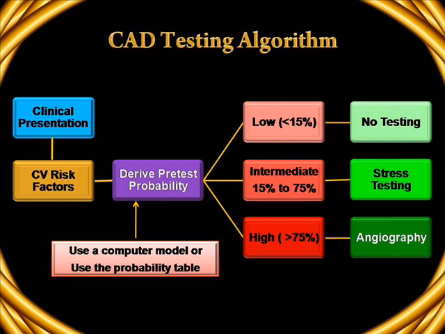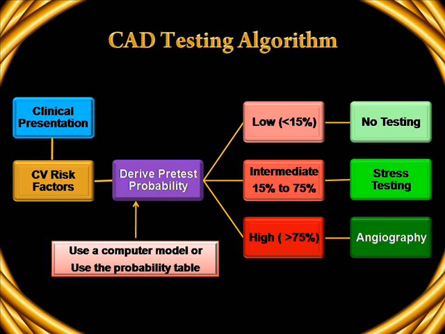This is the coronary artery disease testing algorithm. Look at the clinical presentation of a given patient, ascertain the cardiovascular risk factors, combining the clinical presentation of chest pain and the risk factors, derive the pretest probability either by using a computer model or by using the probability tables. Once we ascertain the pretest probability, the patient will be classified as less than 20% low probability, 20 to 75% intermediate probability, and more than 75% high probability.